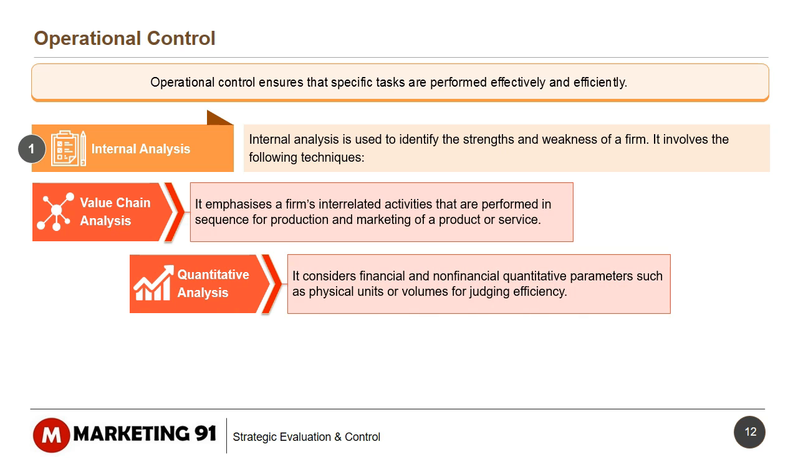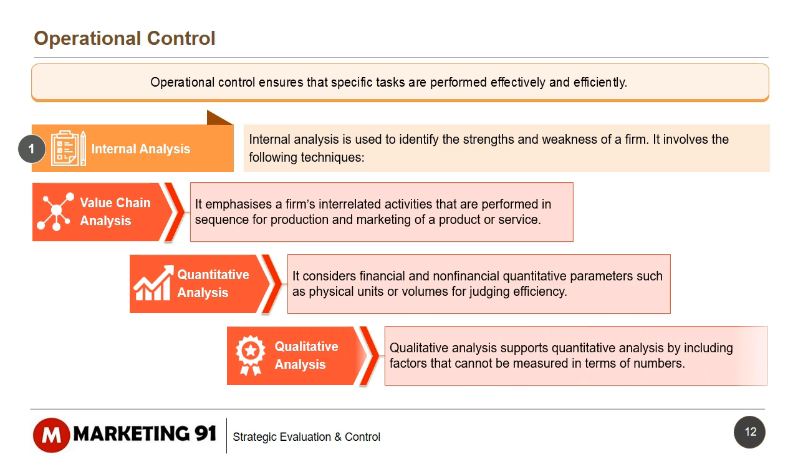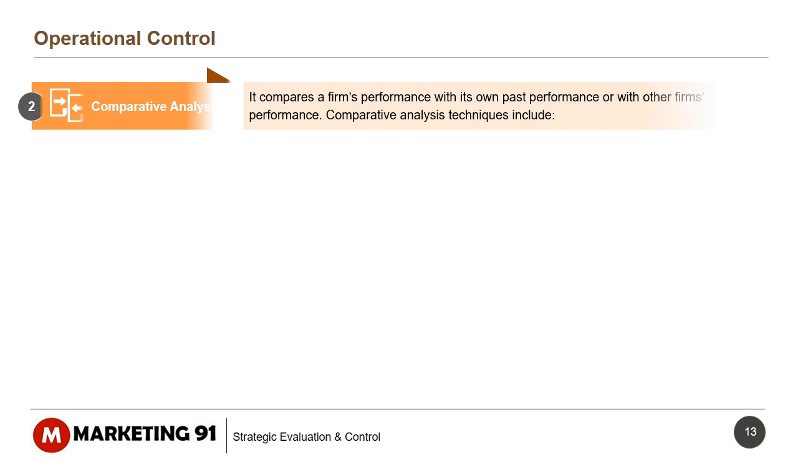It considers financial and non-financial quantitative parameters such as physical units or volumes for judging efficiency. Qualitative analysis. Qualitative analysis supports quantitative analysis by including factors that cannot be measured in terms of numbers. Comparative analysis. It compares a firm's performance with its own past performance or with other firms' performance.